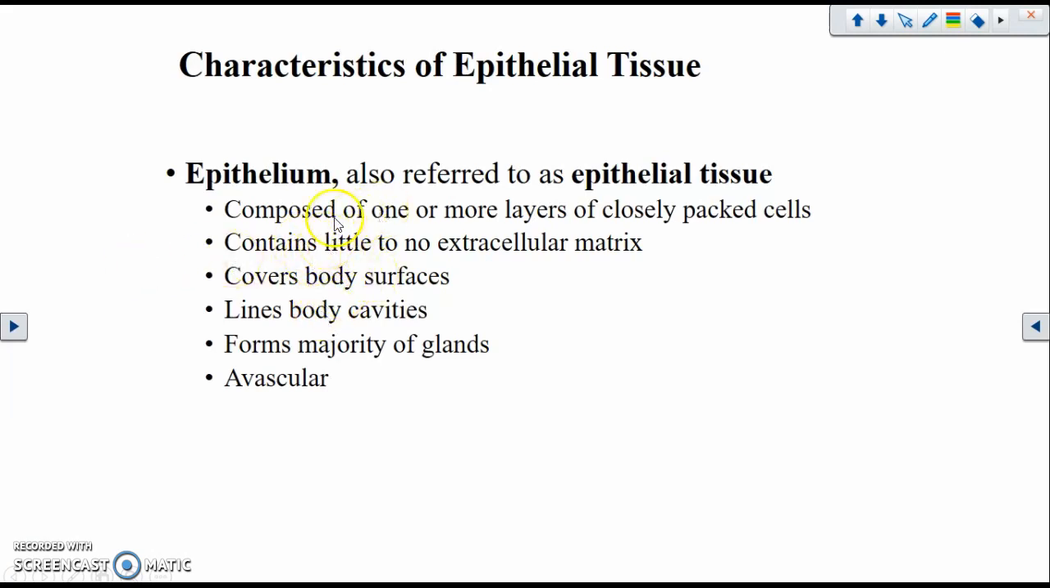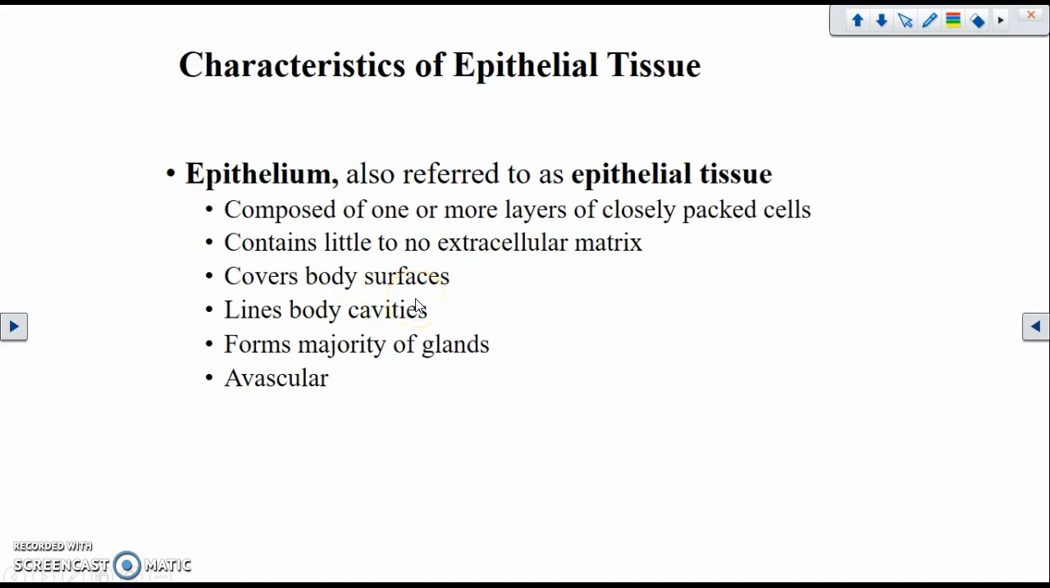It can be composed of one or more layers of closely packed cells. When it's composed only of one layer, it's called simple. If it's two or more layers, it's called stratified. It has no extracellular matrix. Again, we already talked about what that is. It makes up glands, so your sweat glands, ceruminous, and sebaceous glands are made up of epithelia. It's also avascular. Avascular means that they have no blood supply.